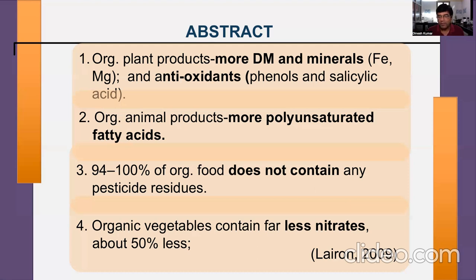Organic vegetables contain far less nitrate, about 50% less. This is true particularly for leafy organic vegetables like spinach. Spinach contains very high levels of nitrates, particularly when you use excess nitrogen under conventional farming. And those nitrates can be poisonous to young children. If you grow leafy vegetables under an organic system, they contain at least 50% less nitrate. So it is good. So these are the four major advantages.